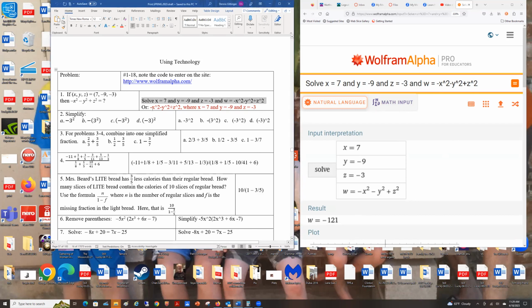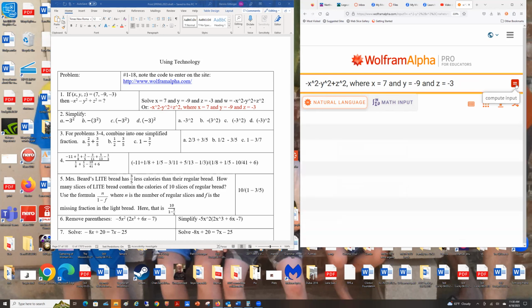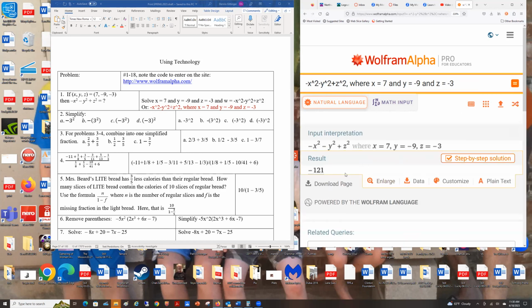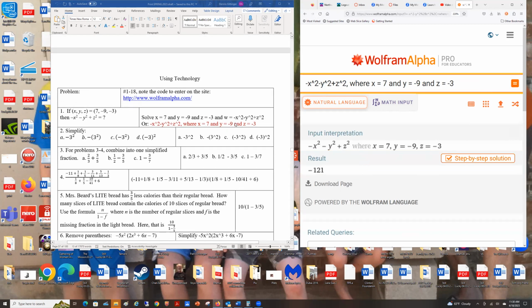More recently, I discovered that Wolfram Alpha will take a different sort of instruction. And I didn't catch that minus sign at first. So in this case, I say minus x squared minus y squared plus z squared, comma, where, I learned this recently, x is 7, y is -9, and z is -3. Click on the equal sign, and this is going to tell you that's pretty cool. Yeah. And this, again, is on page 56.